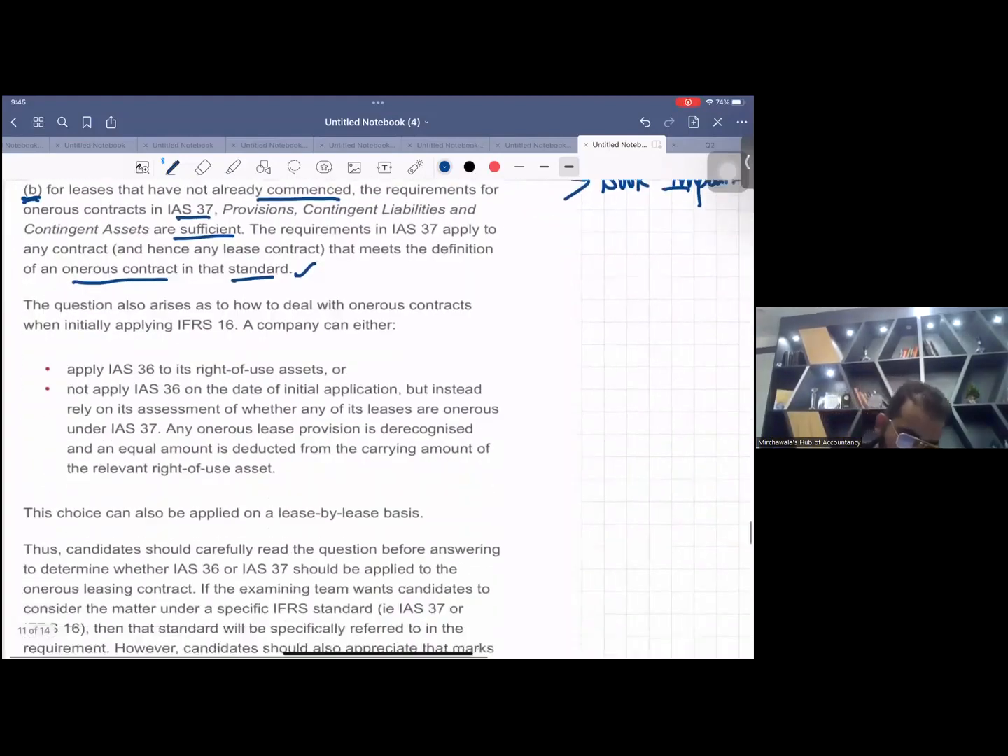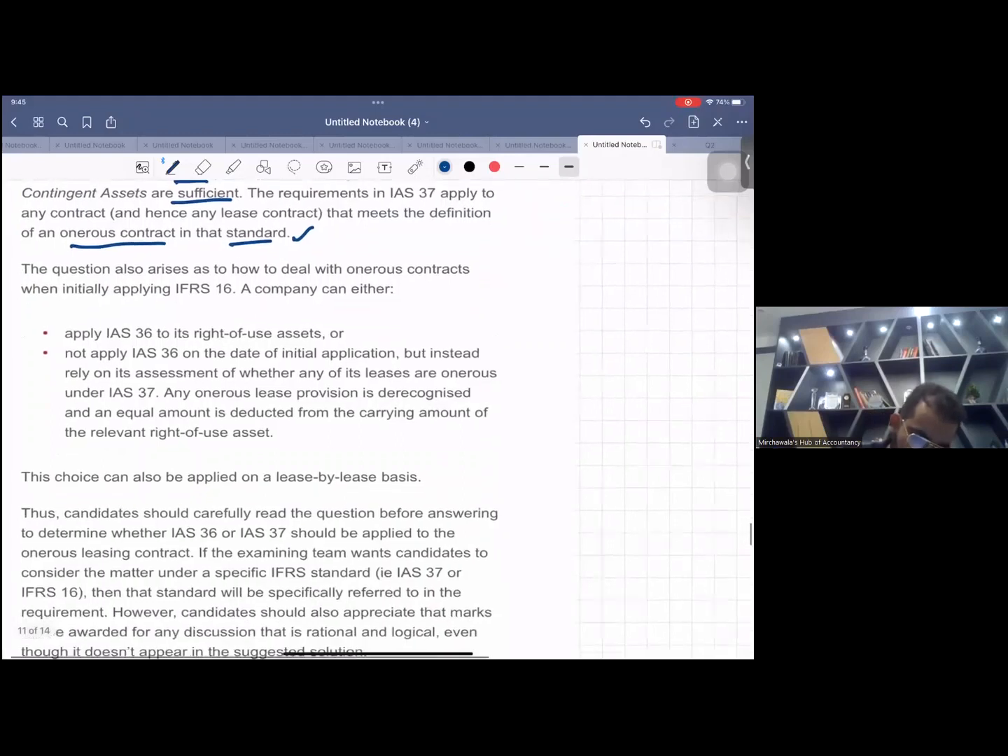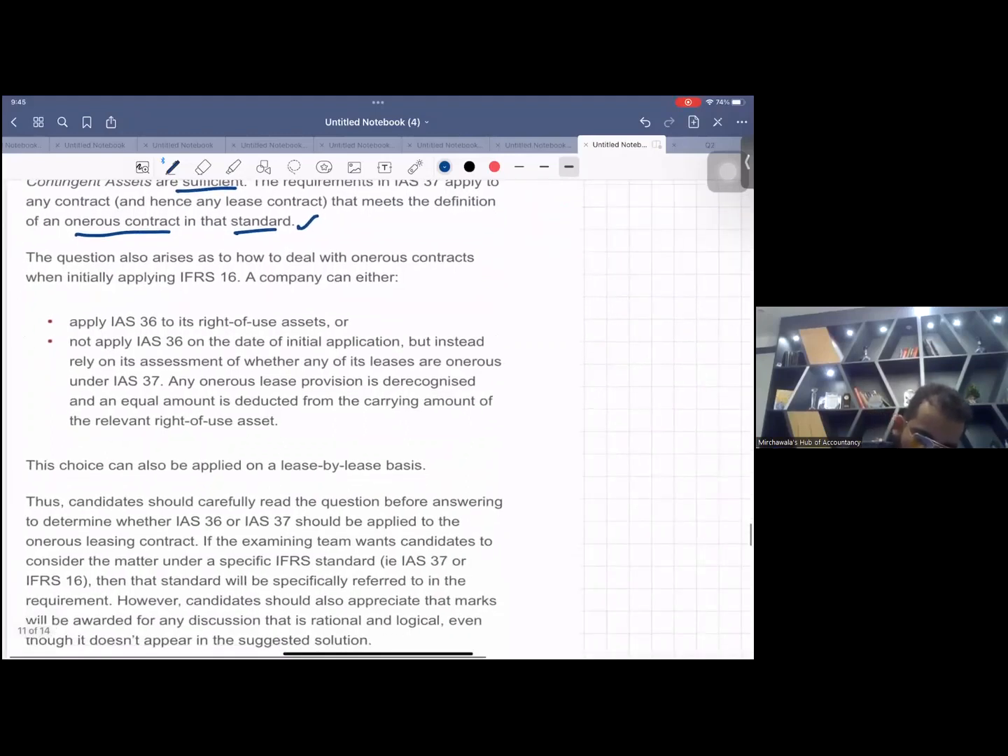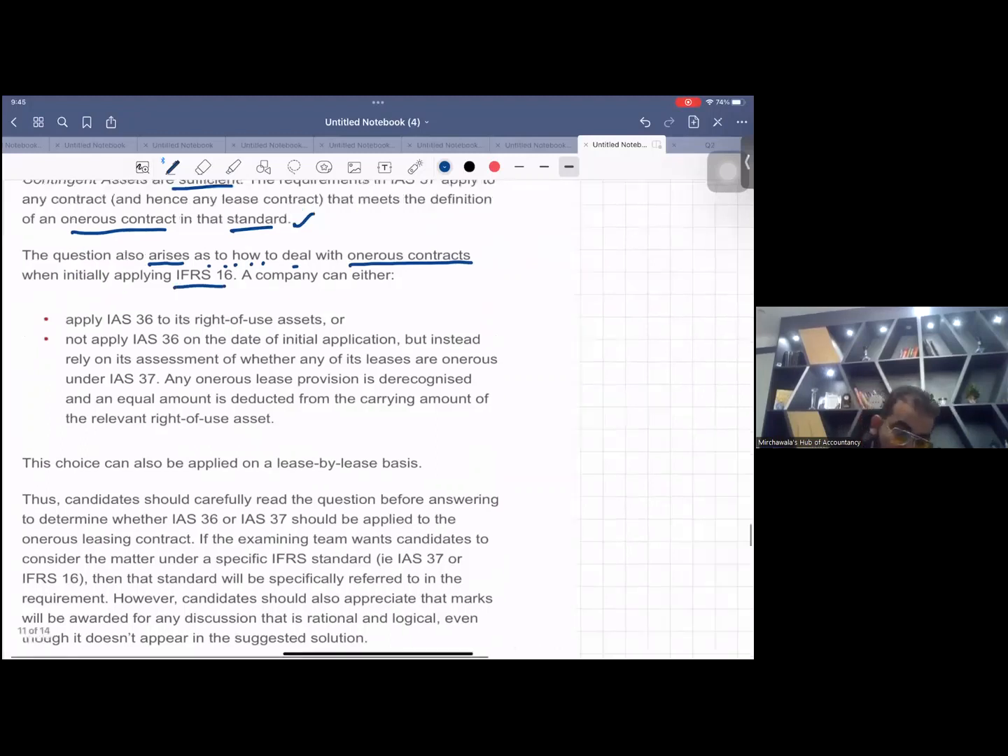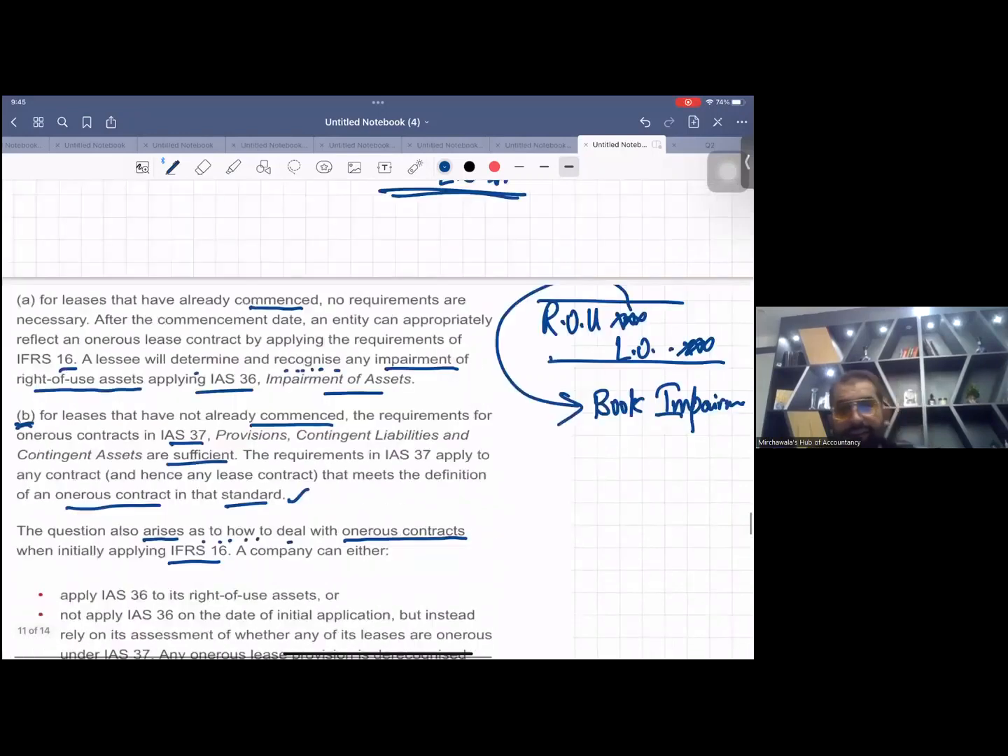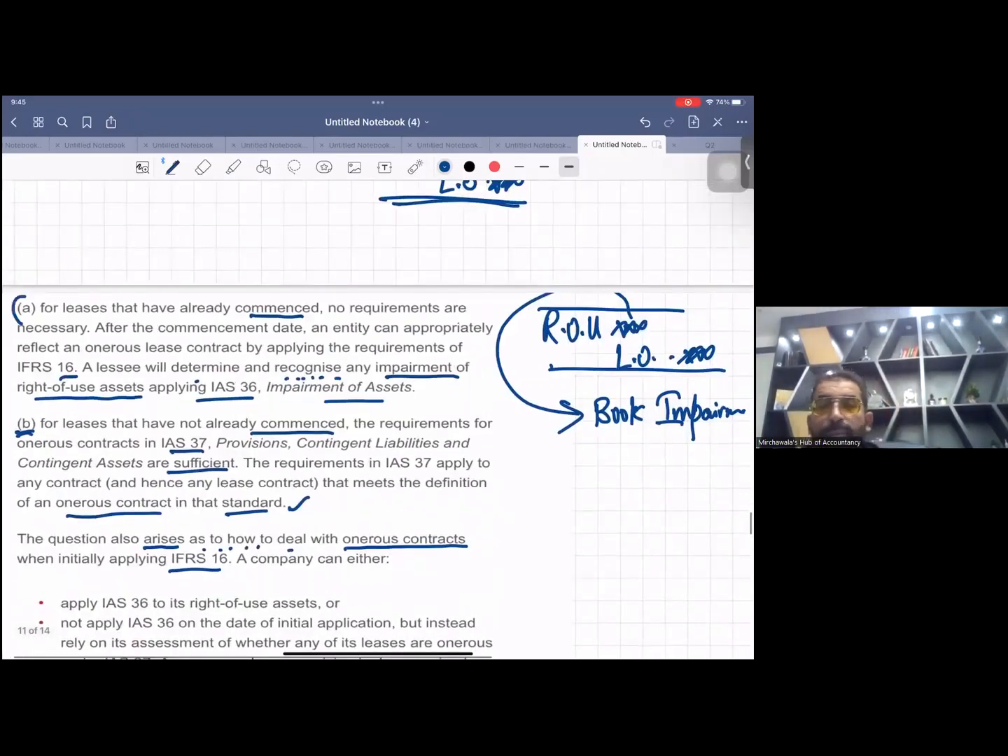What is written? The question also arises as to how to deal with onerous contracts when initially applying IFRS 16. Now I am discussing this part A. In part A, again you have two options.